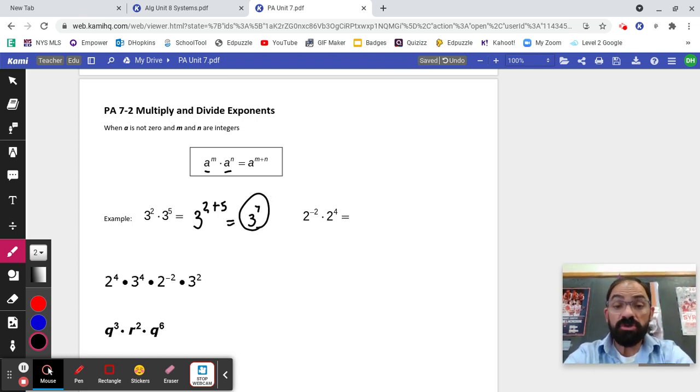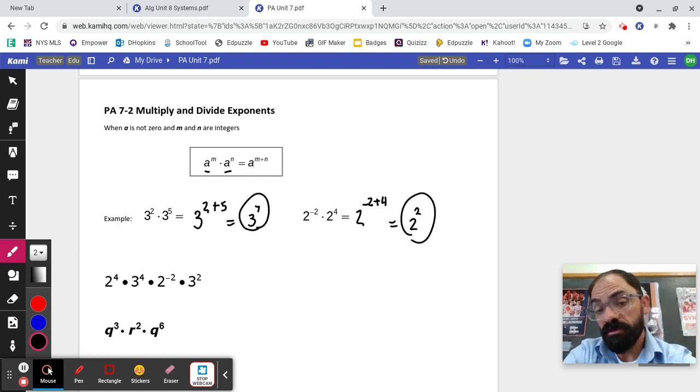And 2 to the negative 2nd times 2 to the 4th would be 2 to the negative 2 plus 4, which is 2 squared. And I can evaluate these using a calculator. 3 to the 7th would be a very large number. And 2 squared we also know is just 4. 2 times 2, right?